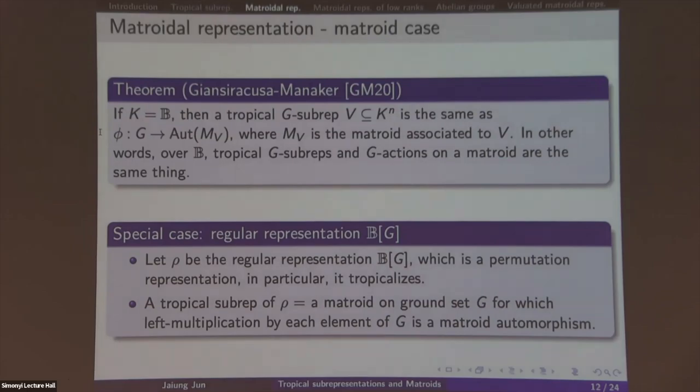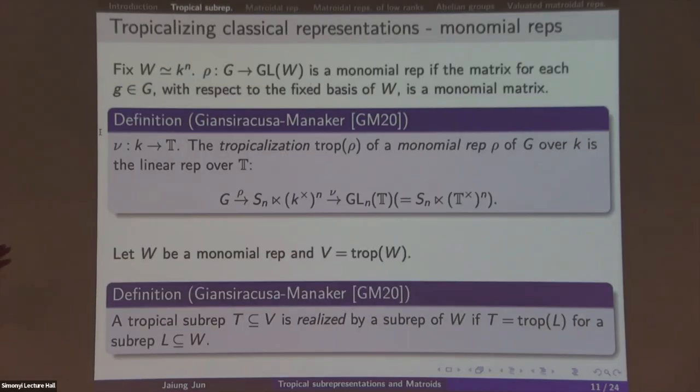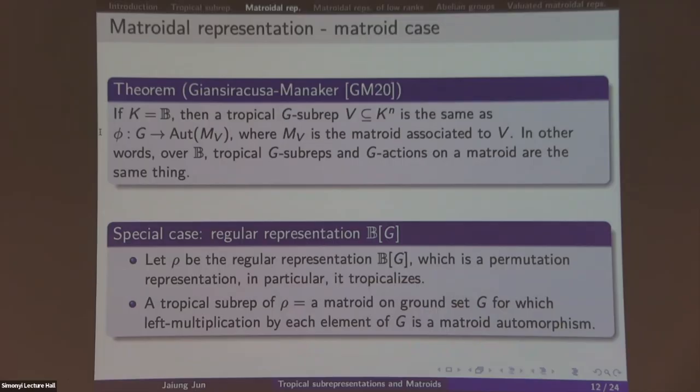So, what they notice is that everything here I wrote in terms of T, but everything here is true with an idempotent semifield K. And I guess in the original paper by Dress and Wenzel, they also use an idempotent semifield, I don't exactly remember, but they didn't simply use the tropical semifield. All right, so in the case of the Boolean semifield, they proved that tropical subrepresentation is the same thing as a homomorphism from the group to the automorphism group of the associated matroid.